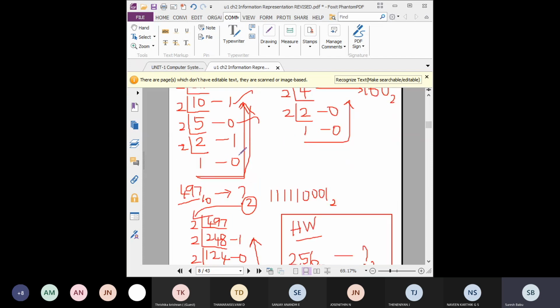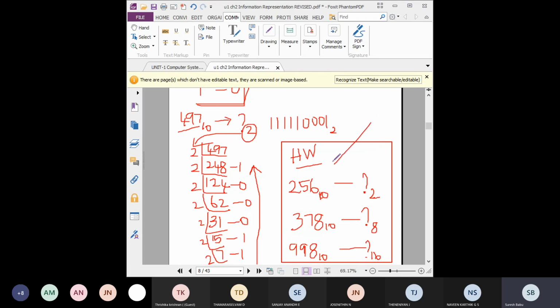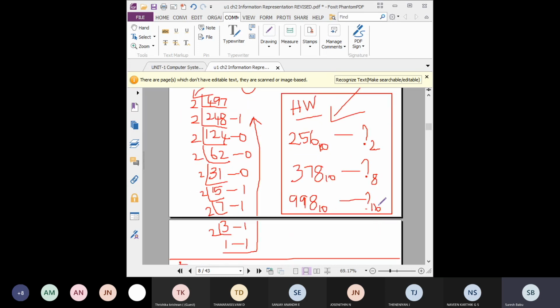Okay, so you practice this one. I already gave these homeworks. See here, this 256 to base 2, 378 to base 8, 998 to base 16. So what base means here, decimal to other systems is the same procedure, repeated division. If you want to convert into binary, repeatedly divide by 2. If you want to convert into octal, repeatedly divide by 8. If you want to convert decimal to hexadecimal, repeatedly divide by 16. So the base number is very very important.